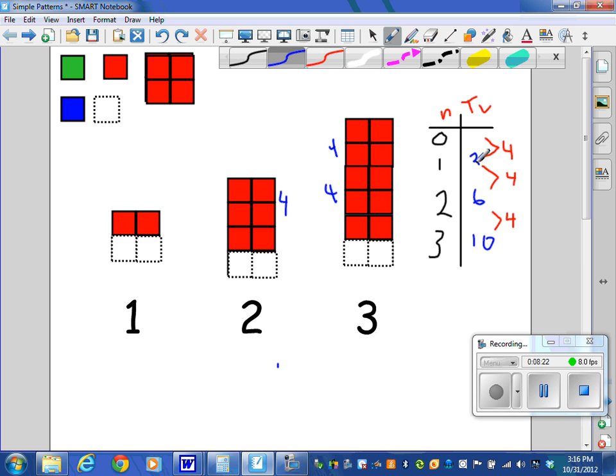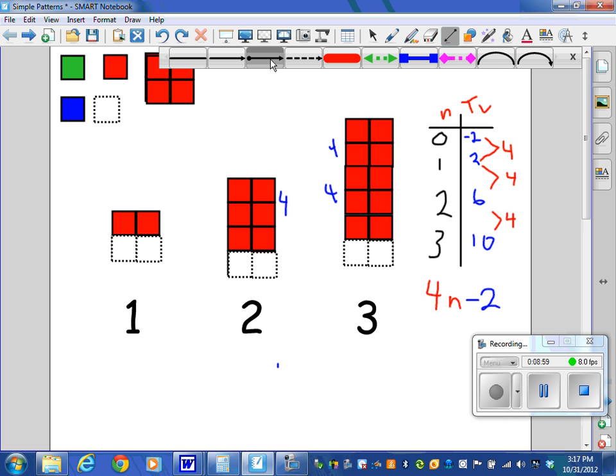So if I work backwards, 2 subtract 4 is going to give me negative 2. So in this case, you can see my 0 term, or where my pattern starts, is negative 2, and I add 4 each time. So just like our previous pattern, it's going to be 4n. But in this case, we end up with a negative as the 0 term. That becomes a subtraction on the end. Therefore, this pattern rule now is 4n minus 2. So the 0 term will help you get that add on or subtract on.